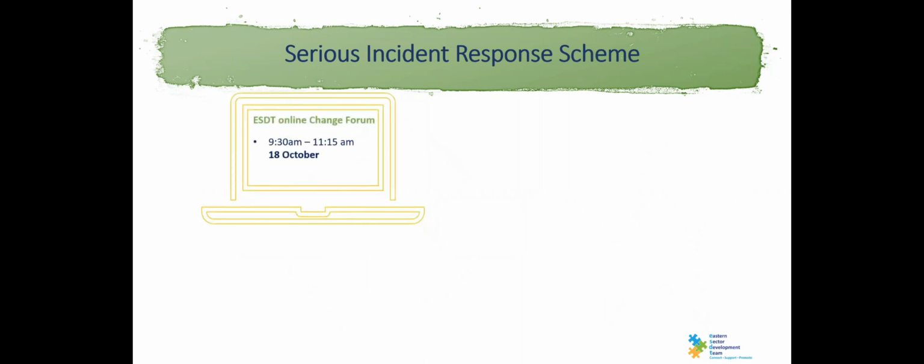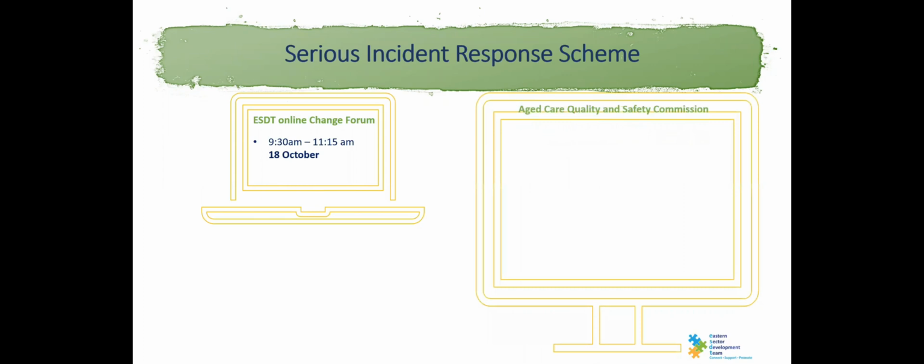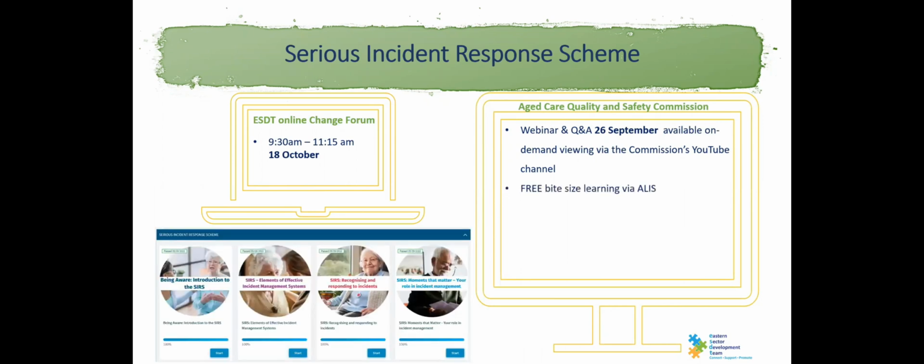As with all of the reform areas, there's information, training, and education that's available. We are running an online change forum on Wednesday, the 18th of October from 9:30 a.m. And we will look at the requirements under the Serious Incident Response Scheme. The Aged Care Quality and Safety Commission has a range of resources, including a webinar that was recorded on the 26th of September, and it's available to view on their YouTube channel. You can also register to access free bite-sized learnings via the ALIS Learning Hub, where they also have training and education around serious incident response schemes. We also highly recommend that you register for Effective Incident Management Workshop through the Aged Care Quality Standards.